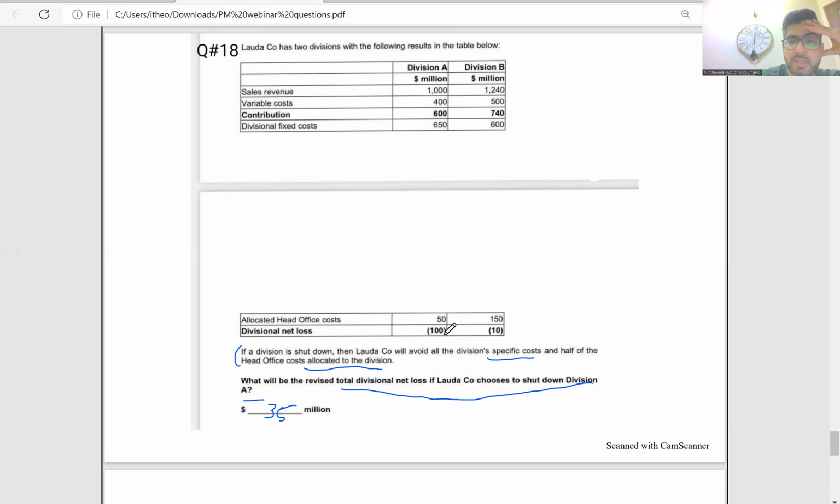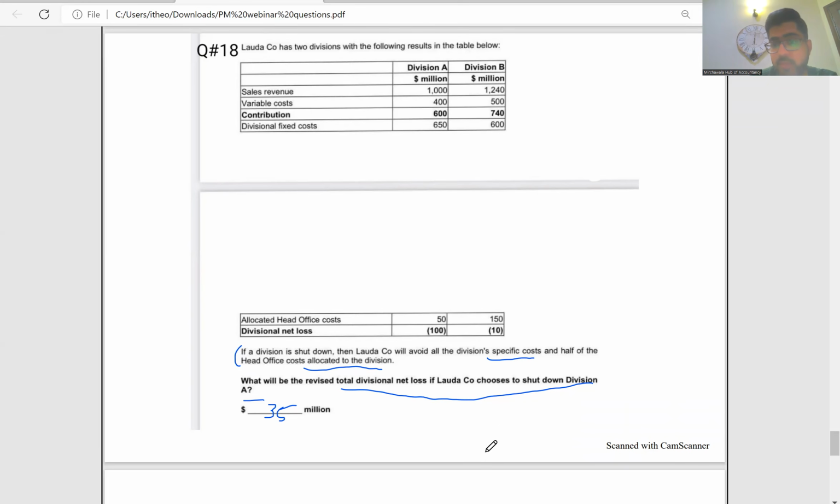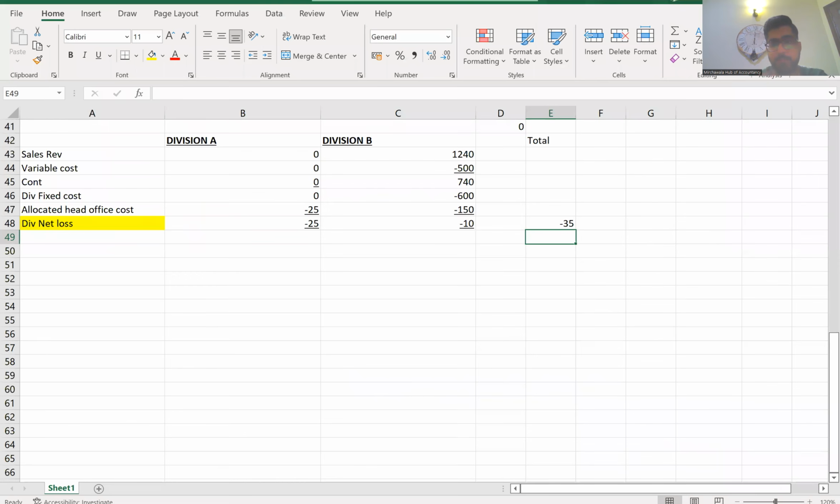Okay, it was 110, 110. If a division is shut down, it will avoid all costs. So A is shut down, 1000 becomes 0, variable cost 0 because cost will be avoided, contribution 0, divisional fixed cost will be avoided, but head office cost is only half. Half will be avoided, 25 will still come. So loss will be 25 and 10, 35. Okay, please note if you want.